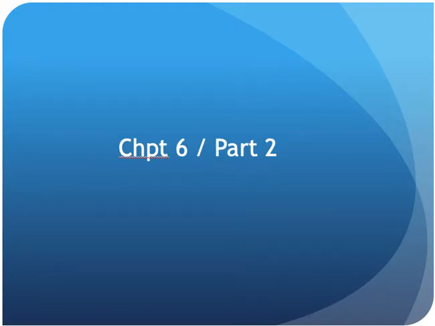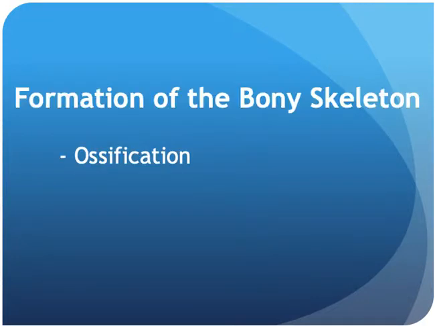Chapter 6 audio lecture, and for this part of Chapter 6 we're going to look at the formation of the bony skeleton. The proper term for formation of the bony skeleton is ossification, and we want to remember that when we're creating these bones, we start off with these little models, these cartilage models or fibrous models, and we eventually turn those into bone.